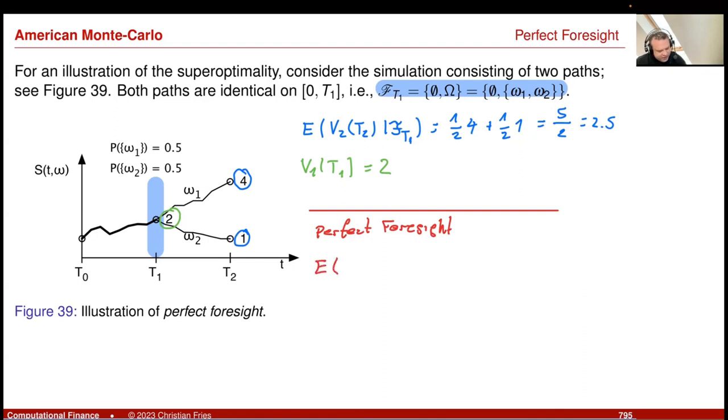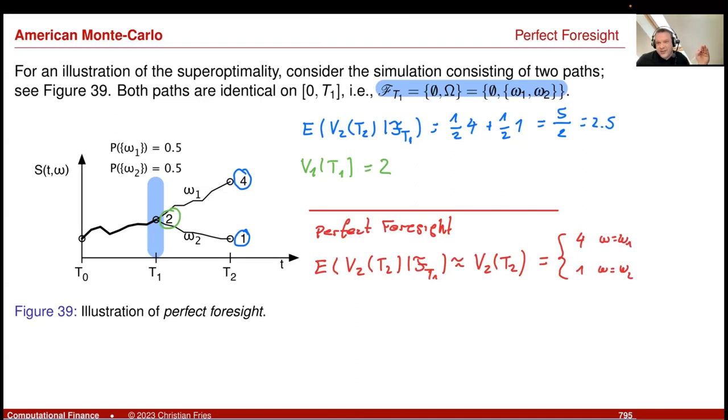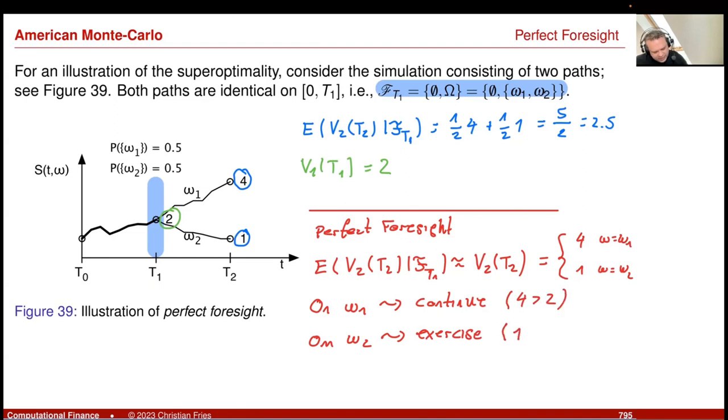So now with perfect foresight, your conditional expectation is falsely approximated by just taking the value that you observe in the end. So your conditional expectation is either the 4, if I am on path omega 1, or the 1. If you take this as your conditional expectation estimator, your decision is now super optimal, because on omega 1 you continue, and on omega 2 you exercise. You continue here because the 4 is larger than the 2, and here you exercise because the 1 is smaller than the 2. You have knowledge about the future because your estimator is actually not F_T1 measurable.